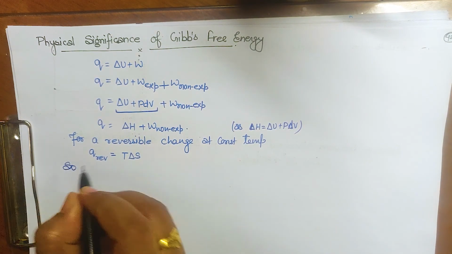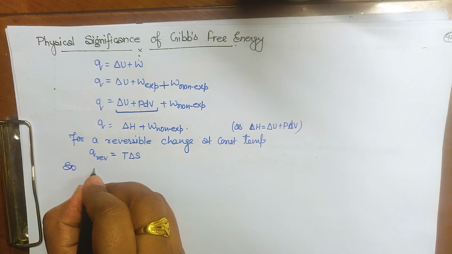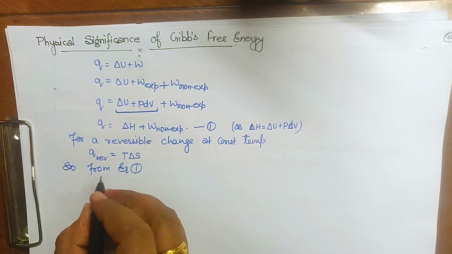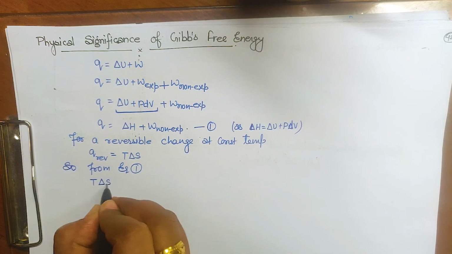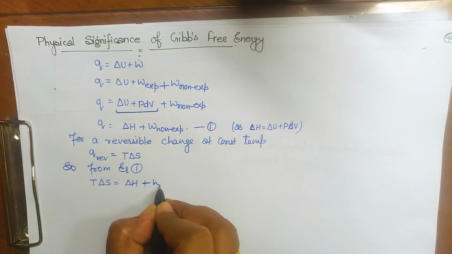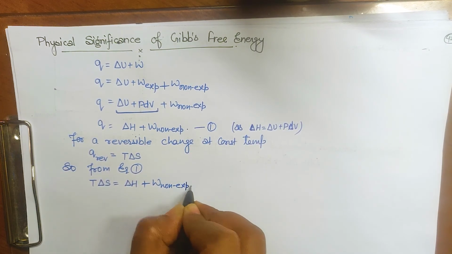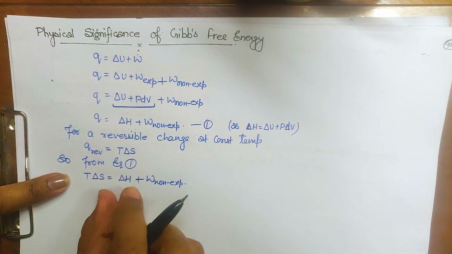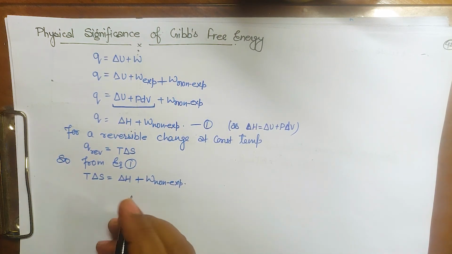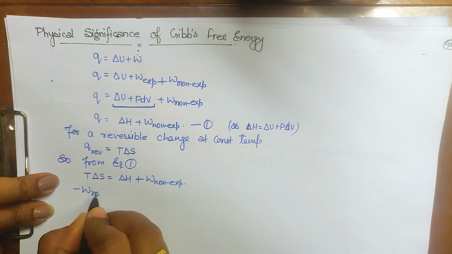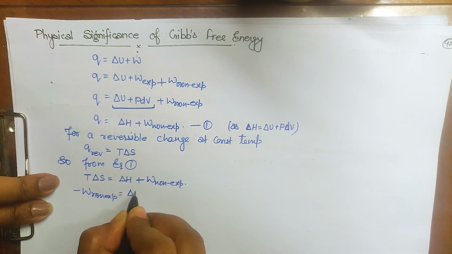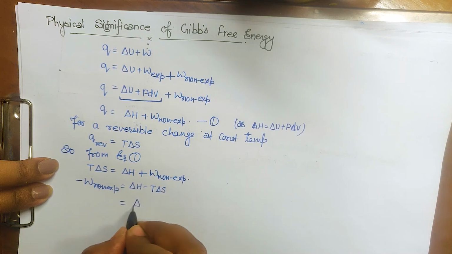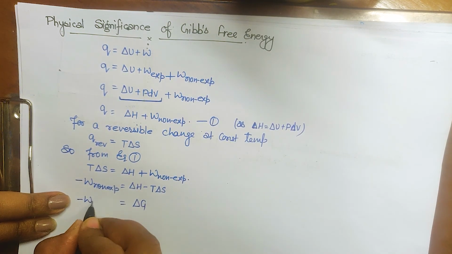Because this is the reversible equation, from equation 1, in place of Q I can write T delta S is equal to delta H plus work non-expansion. Now I want to bring delta H minus T delta S. So I can write W non-expansion is equal to delta H minus T delta S, or instead of this I can say delta G. So delta G is equal to work non-expansion.